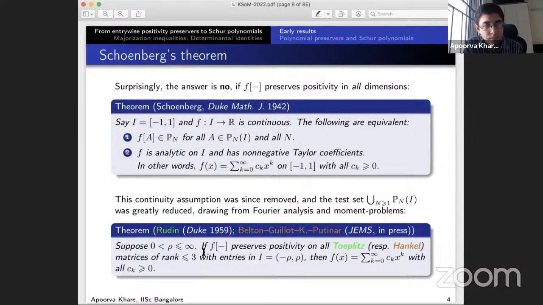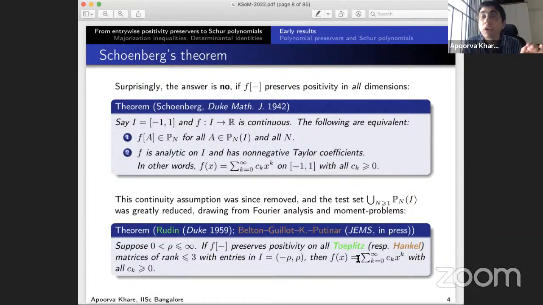And in that setting, Rudin showed in 1959, so 17 more years later, that, first of all, 2 implies 1 is from 1925. If f is of this power series form, then it preserves positivity. What Rudin showed is you don't need to preserve positivity on all matrices of all sizes to get to the power series description. It's enough to preserve it on Toeplitz matrices of all sizes. So Toeplitz means that all the diagonal entries are the same, all the super-diagonal entries are the same, all the sub-diagonals are the same, and so on.